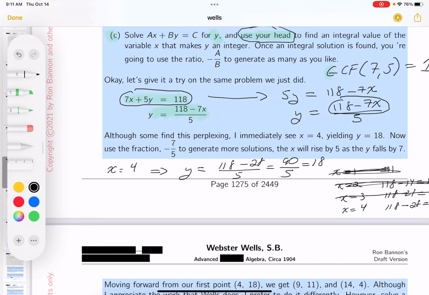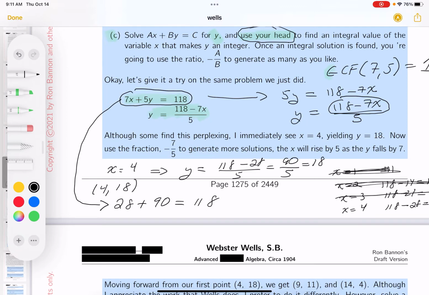So I found one integer solution to the problem. What's that going to be? 4, comma, 18. If you want, you can check it. And if you're going to check it up here, 7 times 4 is 28. 5 times 18 is 50 and 40, which is 90. 90 plus 28 is 118, which is exactly what they said it was.